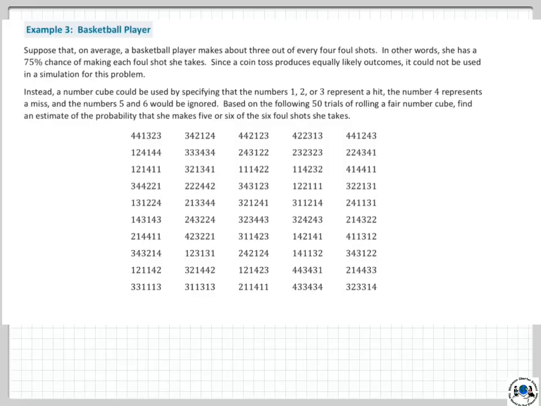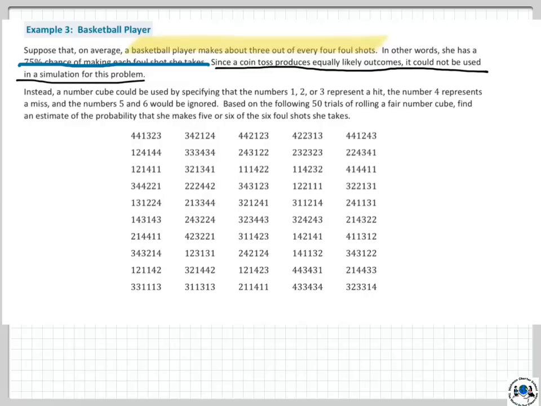Example 3, basketball player. Suppose that on average a basketball player makes about 3 out of every 4 foul shots. That seems like a pretty decent or fair estimate. In other words, she has a 75% chance of making each foul shot she takes. Since a coin produces equally likely outcomes, it could not be used in the simulation for this problem. We couldn't use heads versus tails because that's 50-50.